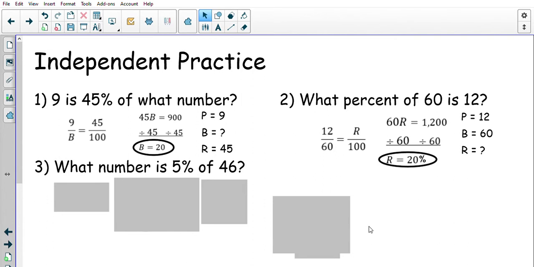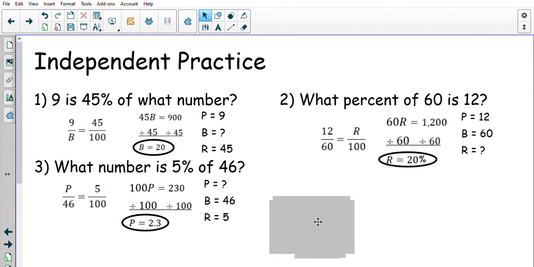Finally, number 3. What number is 5% of 46? Meaning out of 46, 46 is my base, R is 5. P over B is P over 46 equals R, or 5 out of 100. Cross multiply, we have 100 times P, which is 100P, equals 46 times 5, which is 230. Divide both sides by 100 to get 2.3.